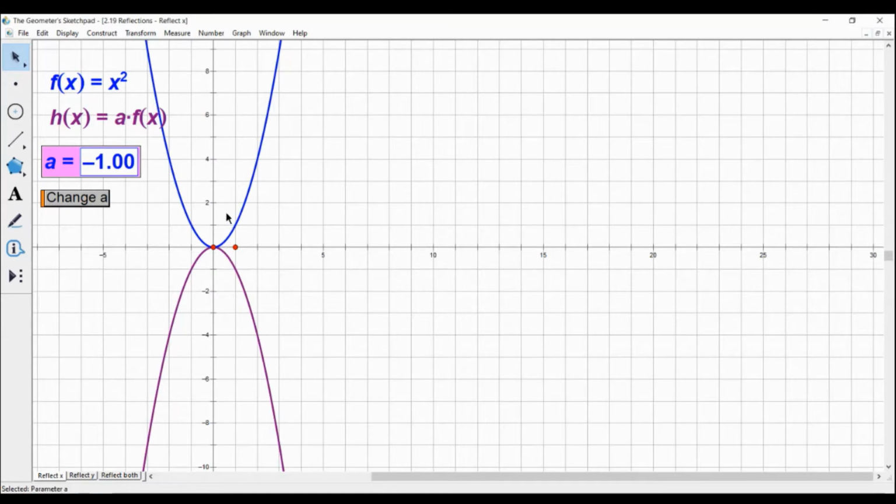Now, why does that make sense? Because take a look at the equation of h of x. You're taking a times f of x. So what you're really doing is changing the signs of the y-coordinates from before. If they were positive, now they're negative. If they were negative, now they're positive. So if you're changing the signs of the y-coordinates, then you have a reflection with respect to the x-axis.